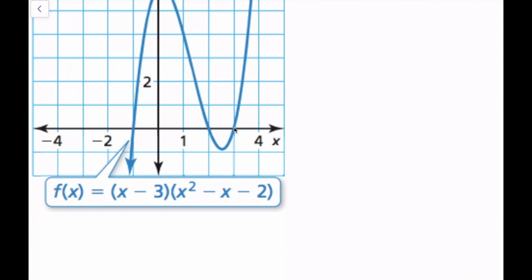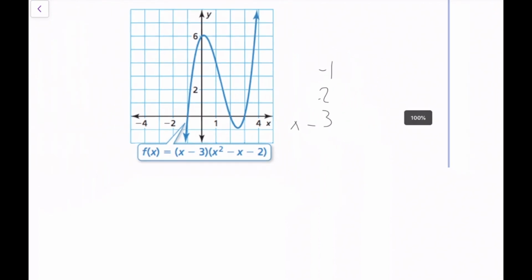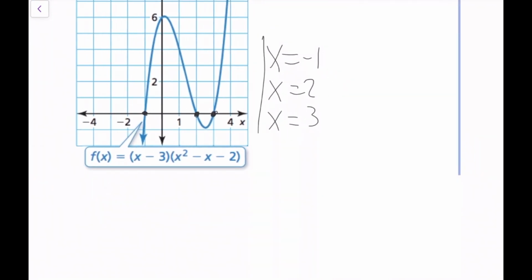So I'm going to draw those points in right now. One right here, here, and here. And let's just figure out what those x values equal. So this one is -1, so we get x equals -1. This one is +2, and then we have +3 here. So we have x equals -1, x equals +2, and x equals +3. So my zeros are just these x values. X equals -1, x equals 2, and x equals 3.